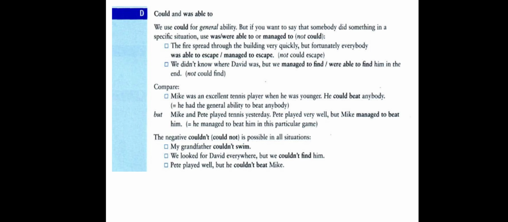because it is negative. Third example, the last example: Pete played well, but he couldn't beat Mike. Pete played well in the specific game, and this is a specific situation, and played is in the past. So it is a specific situation, but we can use couldn't here because it is negative. But he couldn't beat Mike. It is a specific situation, and here we use couldn't plus the base form for a specific situation as well.